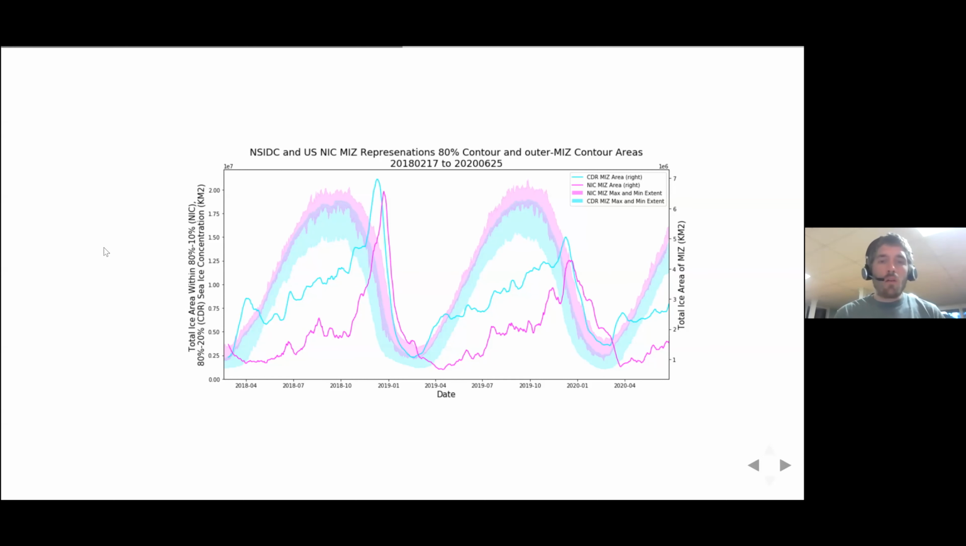Let's dive deeper and quantify how different the two products are. What type of adjustments could be made to the CDR product to make it look like the NIC product? In other words, for the line representing the inside of the MIZ in the CDR product, the bottom of the blue area here, where does that have to move to match up with the inside line of the NIC product, the bottom of the pink area?